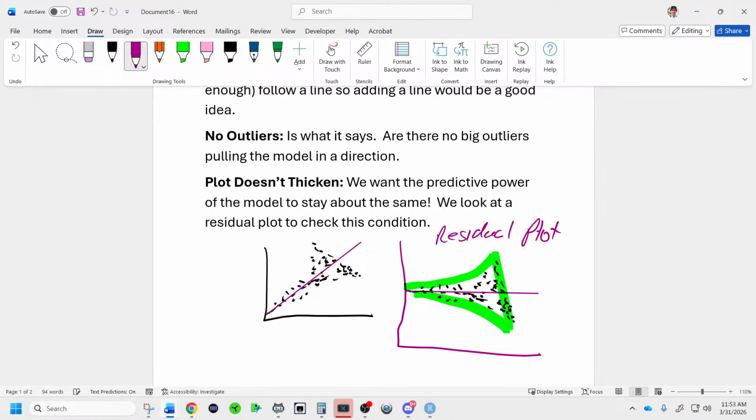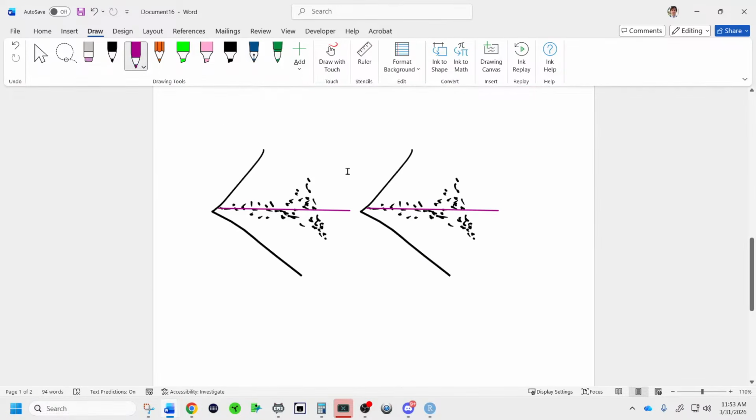The model's predicted power is getting stronger or weaker. Because it's getting more spread out, it's getting more variance, weaker. Exactly. There's more variance around the model. The model is getting weaker as the model goes. As you progress to higher values of X, the model gets weaker. And you don't want it to get stronger either. You want it to stay about the same.